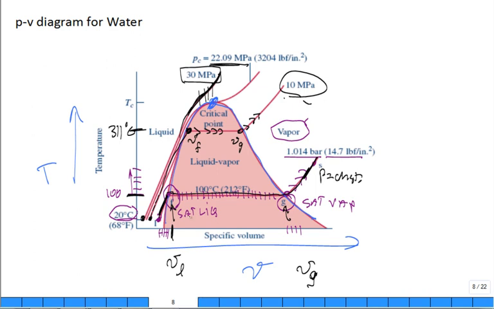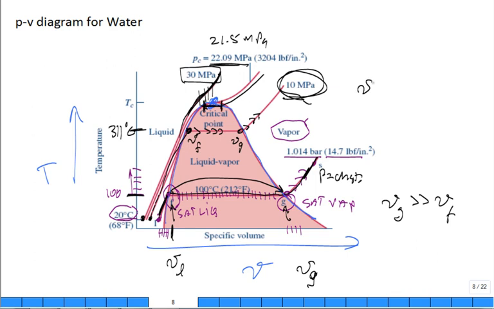Take a look. At lower pressure, lower temperature, there's a dramatic change between V sub G. It's much greater than V sub F, isn't it? How about at a higher pressure? How about when I get right up almost, let's say not 22.09, let's do 21.5 megapascal. If I do 21.5 megapascal, what's going to be the difference between the value of V sub G and V sub F?